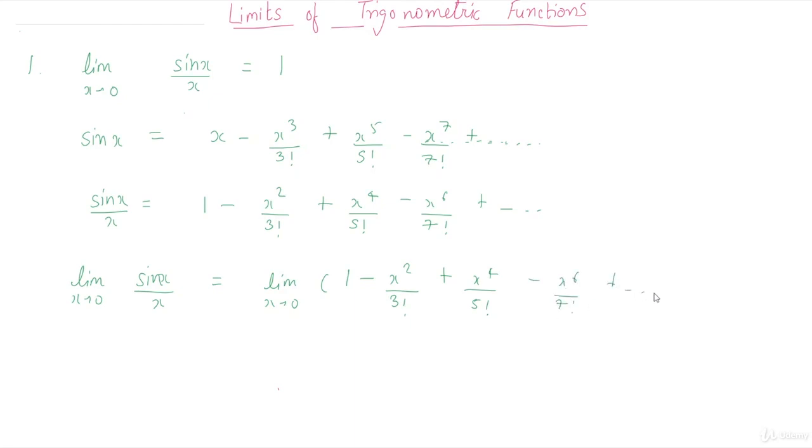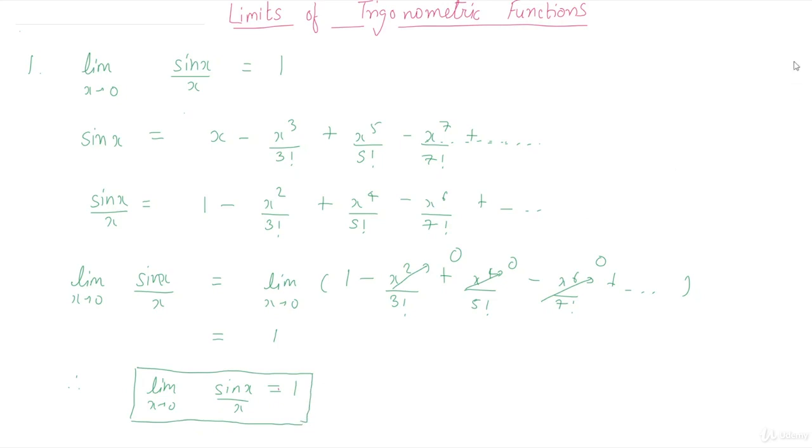Now you can easily plug in x equal to 0. So this will be 0, this will be 0, and all other terms will also be 0. Since x is approaching 0, x square will approach 0, and all the higher terms will obviously approach 0. So the answer will be 1. Hence we have proved that limit x approaches 0 of sine x by x is equal to 1. So this is our first identity. Okay guys.